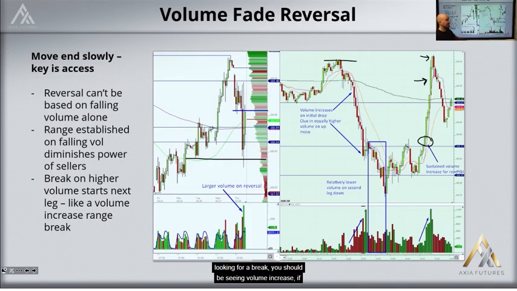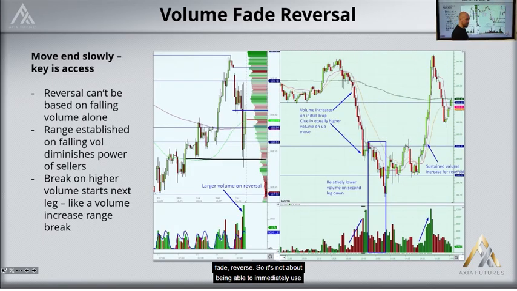If you're looking for a break, you should be seeing volume increase if this is going to sustain itself, and it doesn't. Volume falls. So volume's going to fall as you reach a point where it should increase if we are to sustain a move higher. That's a good indication of an end of movement as well. So that's your volume fade reversal.